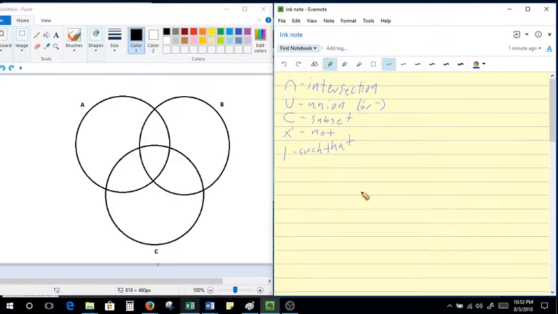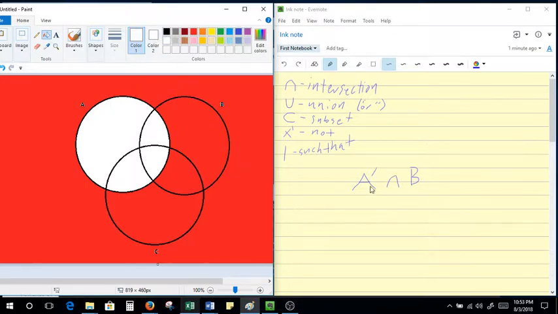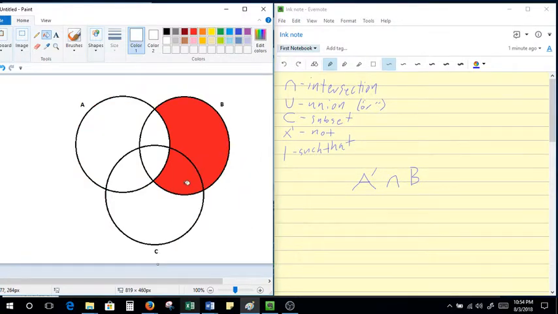We're going to do a basic problem of not, and then we're going to take a look at a couple more complex problems. So if we have A not intersection B. So A not is going to be all of these values, and then we want where it intersects with B, and that would be right here. So that would be A not intersection B.